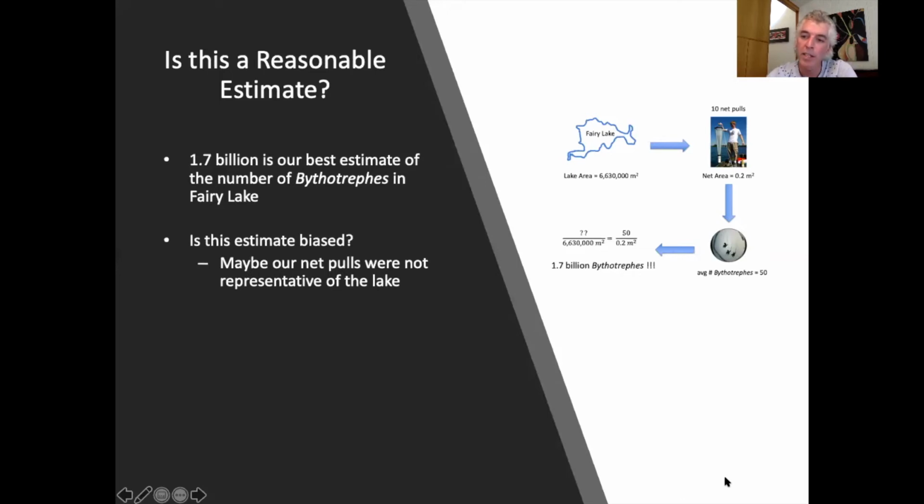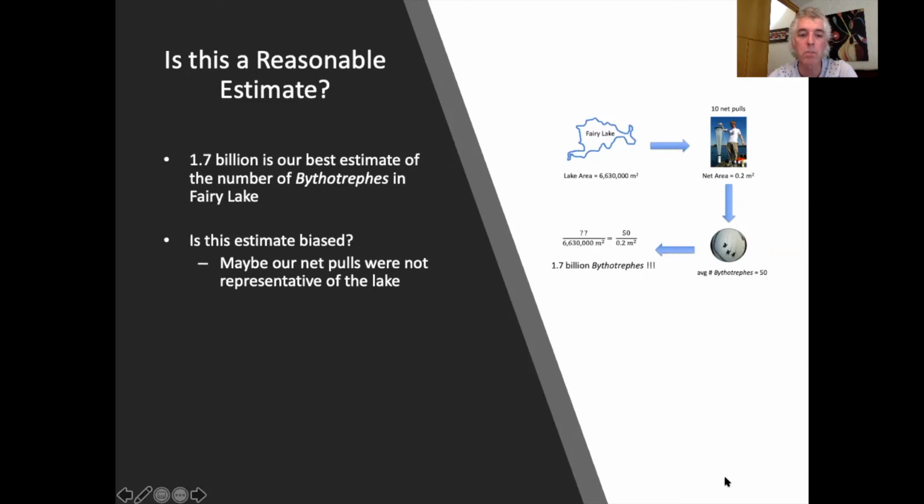The second thing to consider is whether or not this number might be consistently too high or too low. That is, that it might be biased. There are potentially some parts of the lake where it's hard to get a boat, and so maybe we didn't sample in those locations, and maybe those tend to have more or less Bythotrephes. And so as a result, we might consistently overestimate or underestimate the true number, and that's referred to as bias.